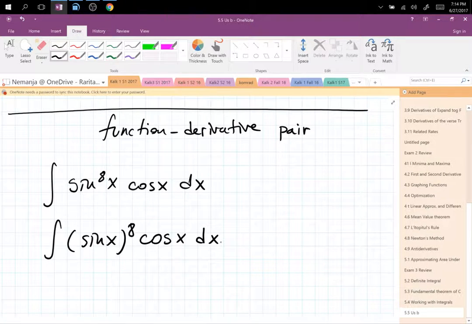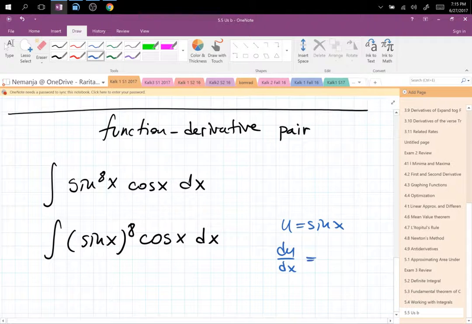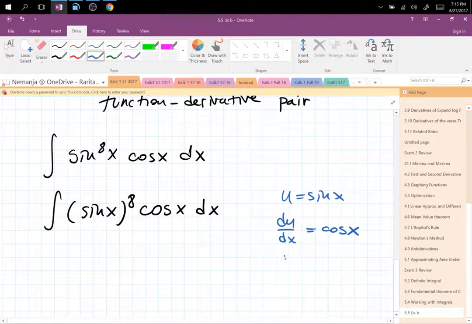Which one would you pick as u? Sine. Because its derivative, cosine, is present. So, if we pick u equals sine x, then du dx, which is the derivative, would be cosine x. And then du is cosine x dx.